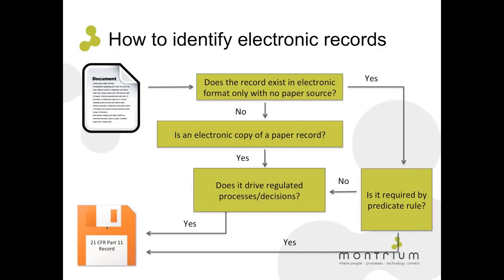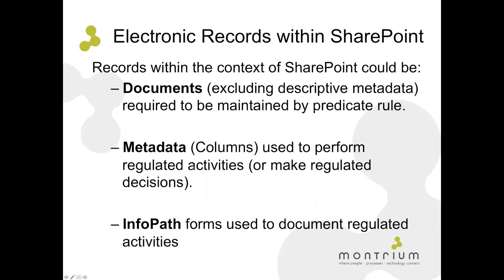So let's now think a little bit about electronic records within SharePoint. Different examples of what electronic records could be are, of course, documents. Documents are probably the primary regulated content that we would maintain within SharePoint. And this is the document excluding any descriptive metadata, and documents that are, of course, required to be maintained by predicate rules. Another type of record could be metadata.